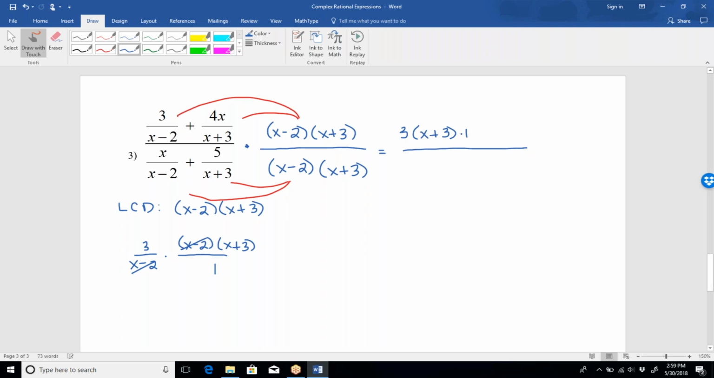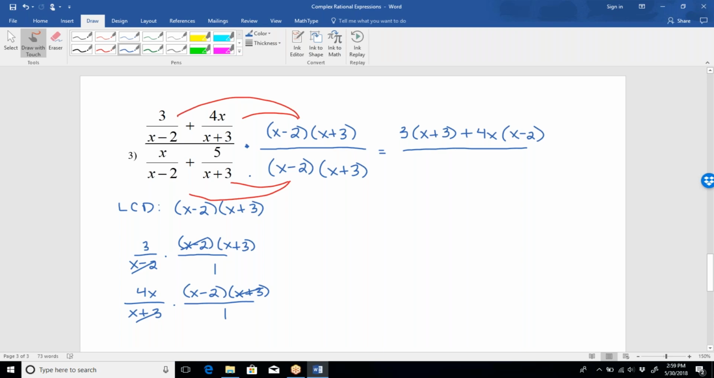All right, plus, okay, so I'm also going to take my LCD times 4x over x plus 3. So let's show that. So we've got 4x over x plus 3. I'm going to multiply that times x minus 2 times the quantity x plus 3. I'm going to write it over 1 just to help us to see the cross canceling. I do have a common factor of x plus 3. So it looks like I have 4x times the quantity x minus 2. Okay, so that was just the numerator.